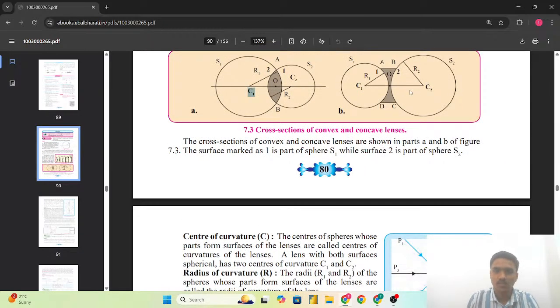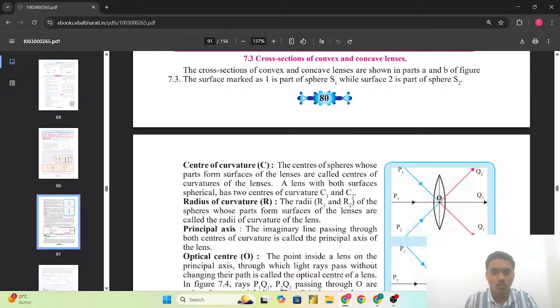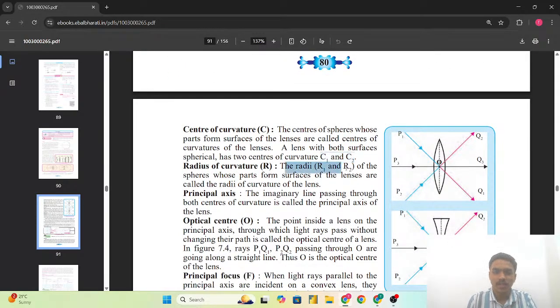यहाँ पर हम देख सकते हैं कि C1 और C2, these two are acting as the centers of curvature for the lens. So a lens with both surfaces spherical has two centers, C1 and C2. लेंस को कितने दो सेंटर होंगे, C1 and C2. The radii of curvature are the radii R1 and R2 of the spheres whose parts form the surfaces of the lenses, called the radii of curvature of the lens.